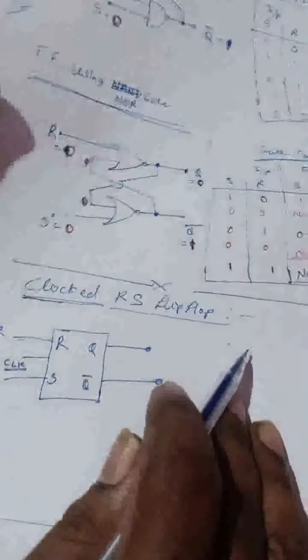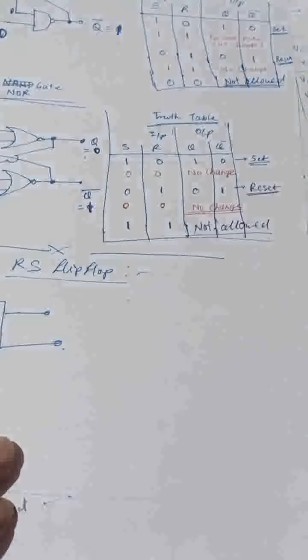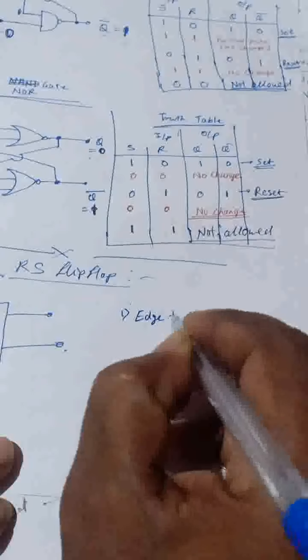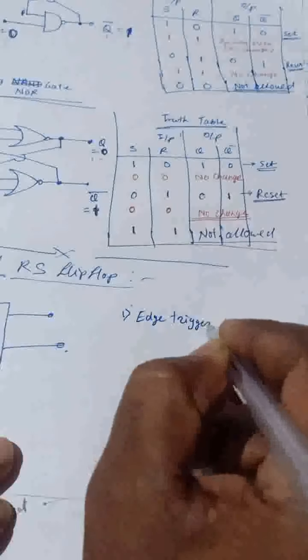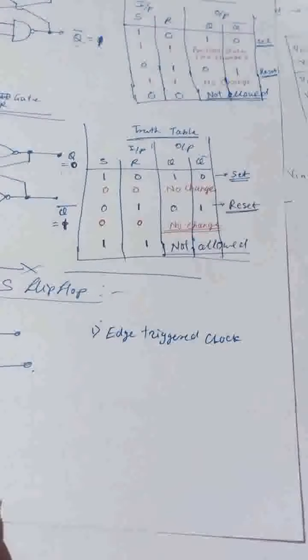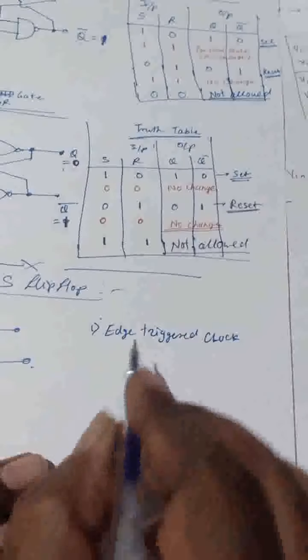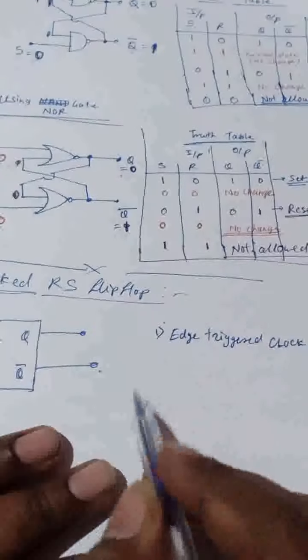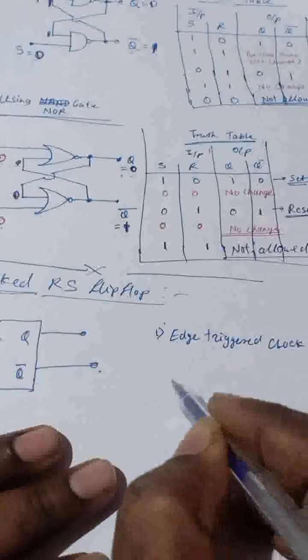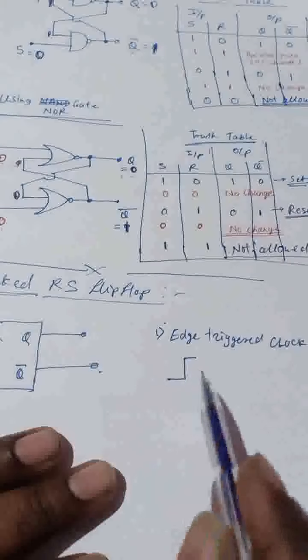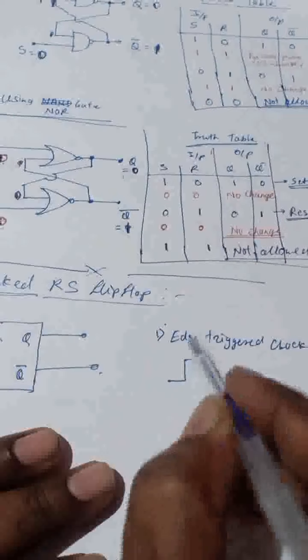So let us first see the types of clocks. There are two types of clock. First is the edge triggered clock. This edge triggered clock means this clock is operated with the edge, meaning this RS flip-flop is triggered with this edge.